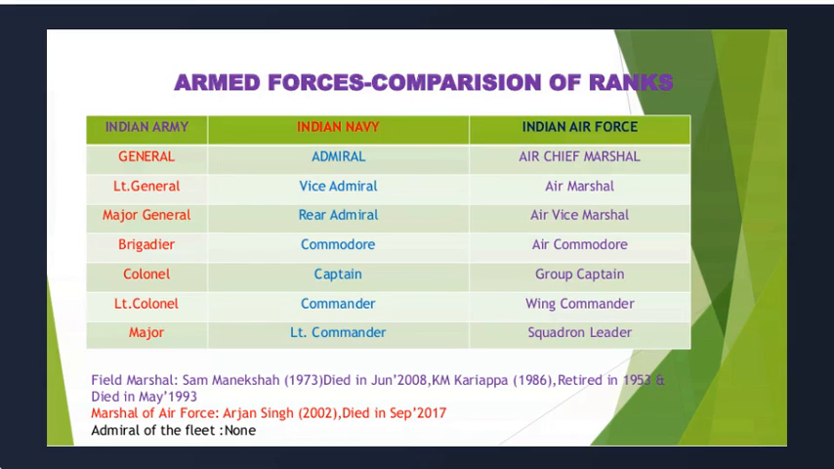So these are the three forces of India. Now we have some information here. What are the ranks of the officers in the three forces? Here I have mentioned equivalent ranks in the three forces. The top rank in the Army is General. In the Navy it is Admiral. In the Air Force, Air Chief Marshal. These are the three top ranks of the defense, right?